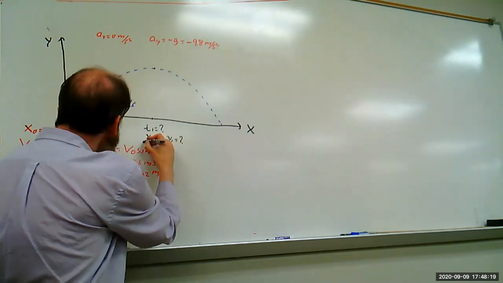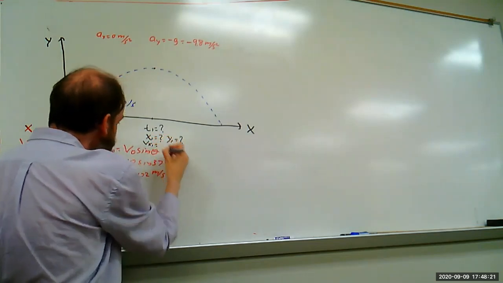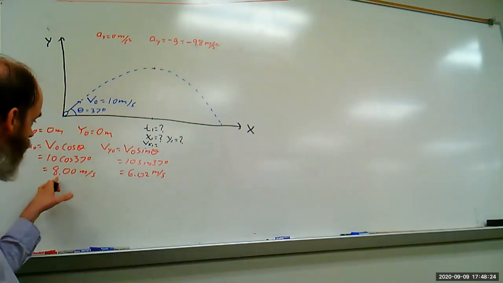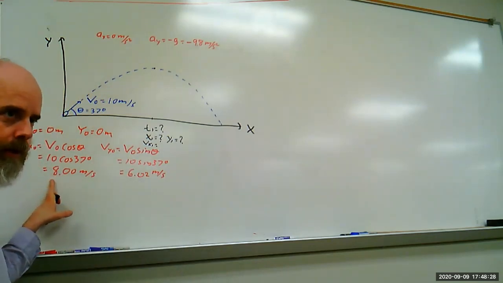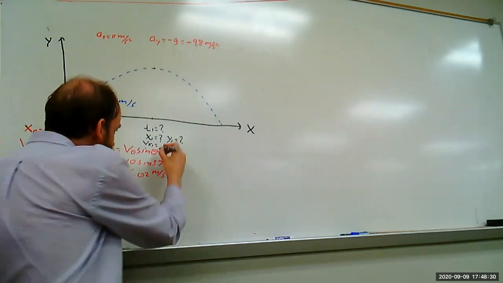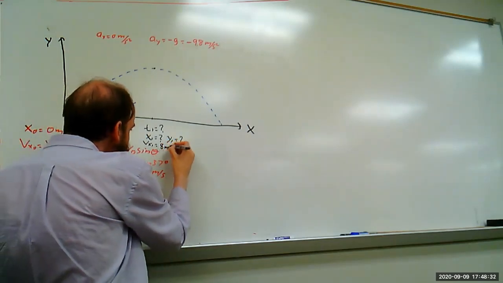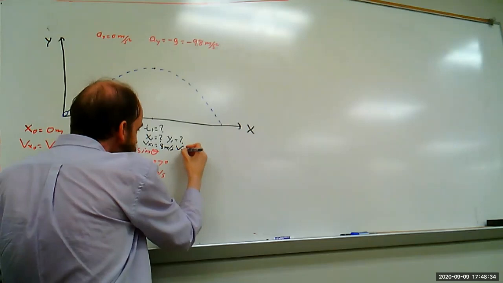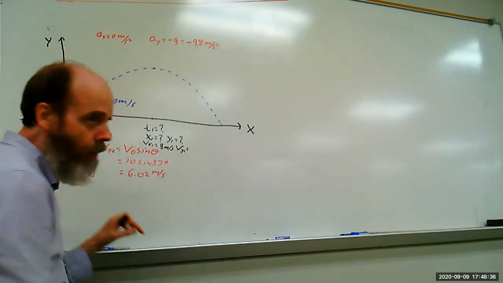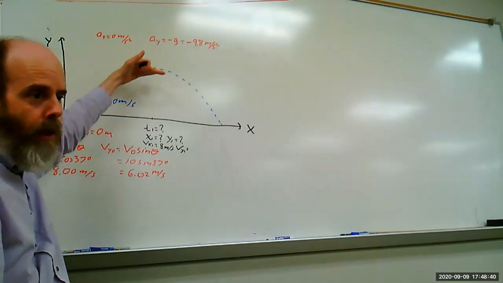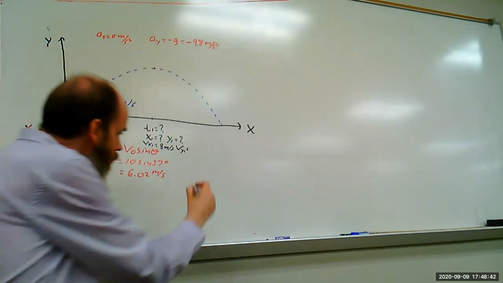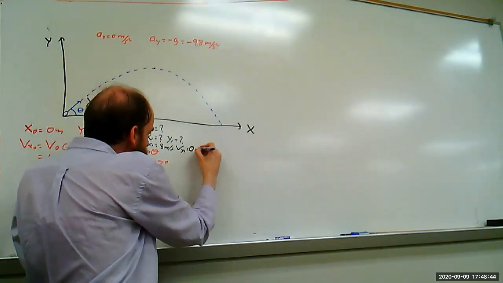Now, vx1, we do know what that is. It equals vx0, because the horizontal velocity is constant throughout the journey. So it's 8 meters per second. And vy1 is something that we also know. At the very peak of its trajectory, the y velocity is 0. So vy1 equals 0 meters per second.